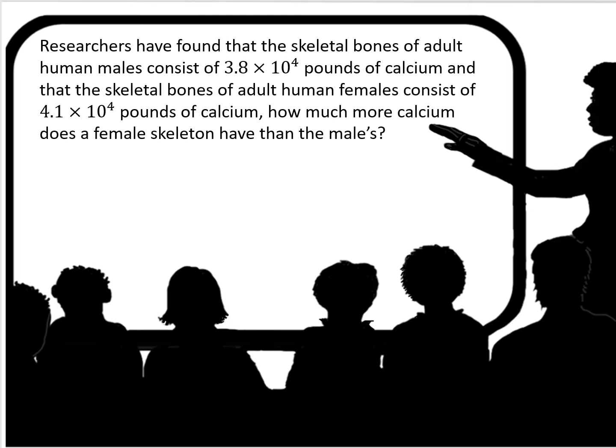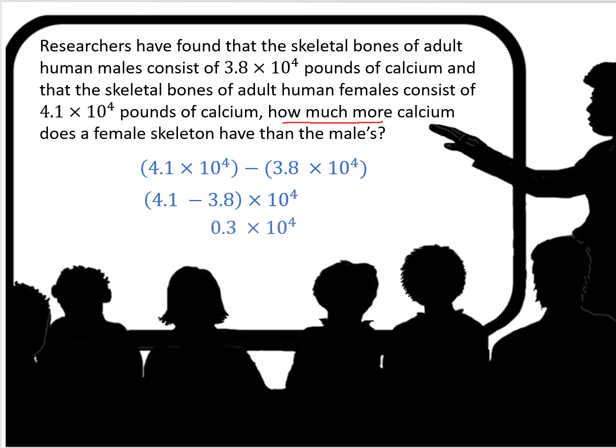Researchers have found the skeletal bones of adult human males consist of 3.8 times 10 to the 4th pounds of calcium. And the female adult skeletal bones consist of 4.1 times 10 to the 4th pounds of calcium. How much more calcium does a female skeleton have than the males? We know when we see how much more that indicates subtraction. So we set up our problem. We have the female and then we have the male.